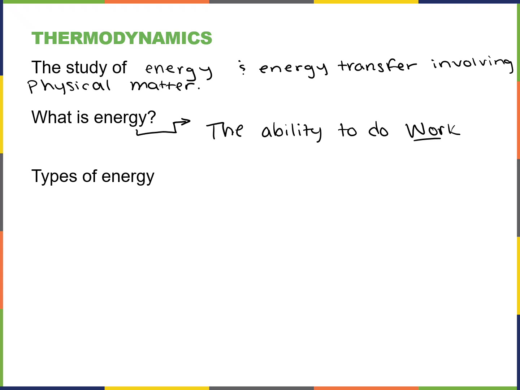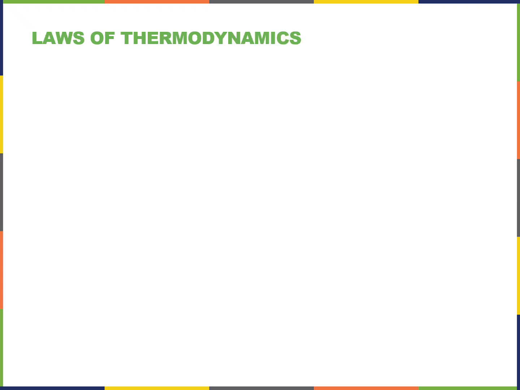Okay? There are 3 different types of energy that we talk about. We talk about electrical energy, we talk about light energy, and we talk about heat as energy. Okay? There's a formula that equates work and energy, but that's a physics thing, and we're not going to think about that right now. Okay? So those are the types of energy that we talk about.